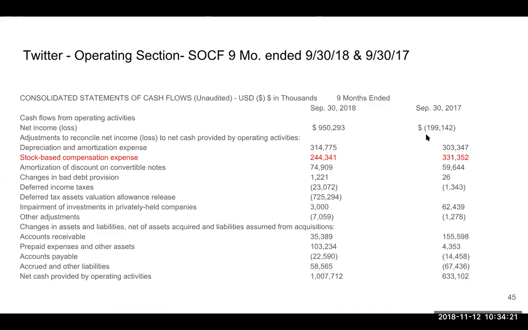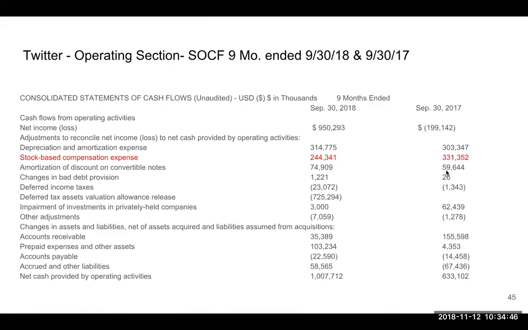But this is from their operating section of their statement of cash flows. And what we see here are these various different non-cash charges. One of them being stock compensation expense, which again, it's required by financial statements, but it's not really, in my opinion, a true indicator of profitability. And so here we're going through and adding this back.